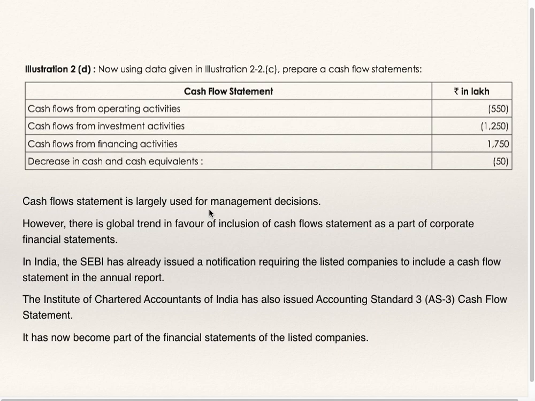Cash flow statement is largely used for management decisions. However, there is a global trend in favor of inclusion of cash flow statement as part of corporate financial statements. In India, SEBI has already issued a notification requiring the listed companies to include a cash flow statement in the annual report. The Institute of Chartered Accountants of India has also issued Accounting Standard 3, AS 3, Cash Flow Statement. It has now become part of the financial statements of the listed companies.